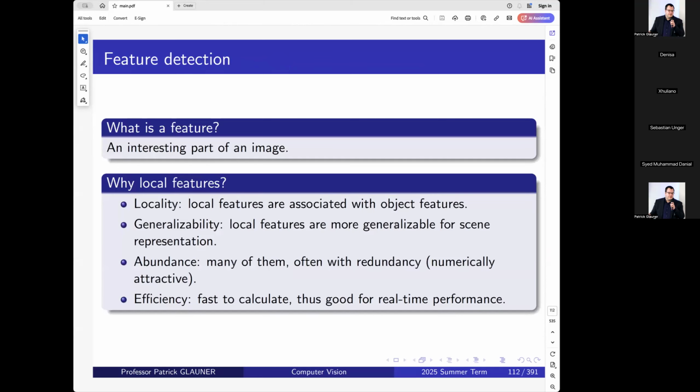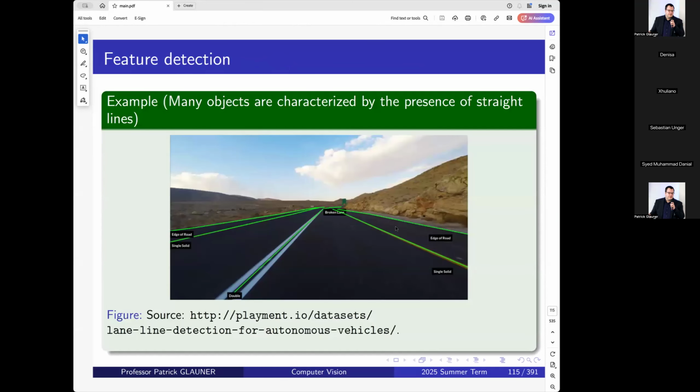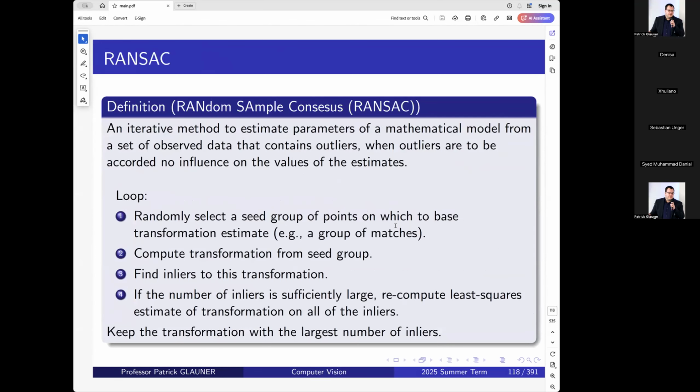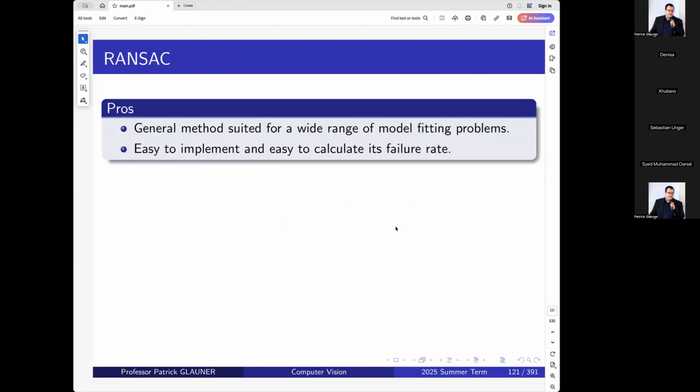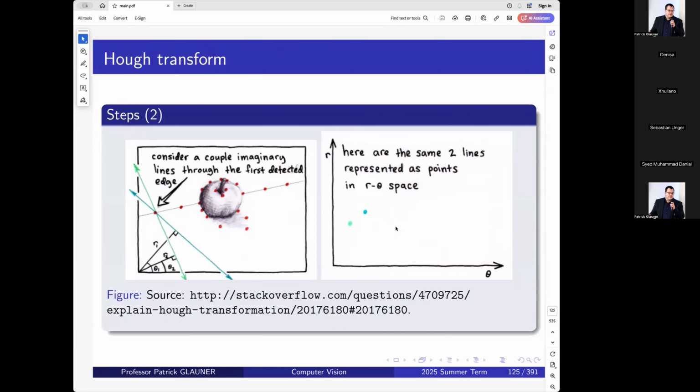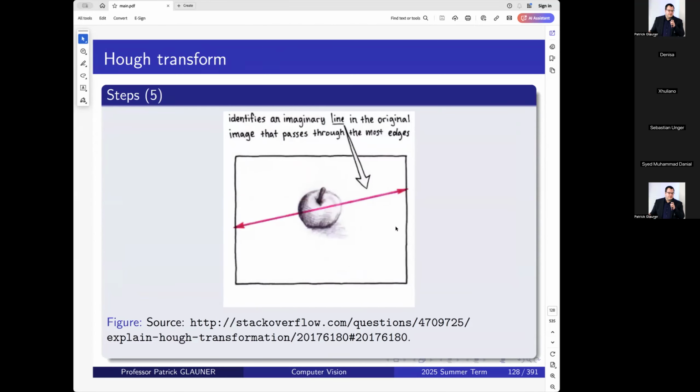We initially briefly discussed RANSAC, which is a generic algorithm for finding parameters in a model when there's noise, and we saw we can apply this to computer vision and feature detection. And then in greater detail, we looked into the Hough transform, which allows us to find straight lines in an image. For this, we had this very good visualization to see all of this step by step.